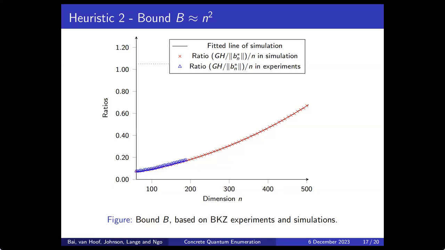And also, which kind of basis do you use? Oh, for this experiment, we just use the SVP challenge oracle to generate random lattices with different dimensions. And for each dimension, we sample a few instances, and then we take the average.